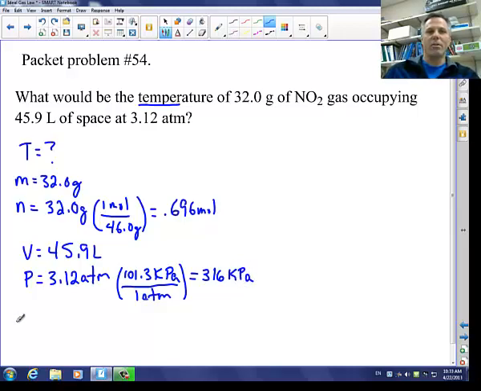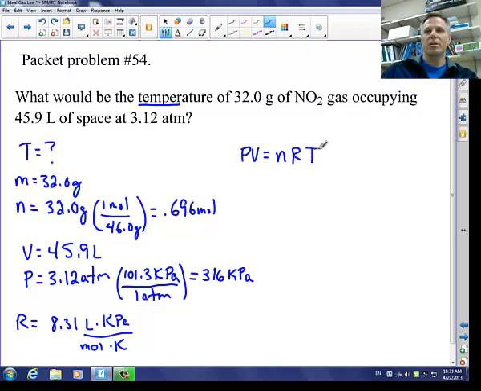So now when I use my value for R, we know R is going to be 8.31 liters times kilopascals per mole times Kelvin. So now I can use the ideal gas law. PV equals nRT. We try to solve this for T, so I divide both sides by nR. Divide this side by n times R. n cancels, R cancels. We can now plug in.